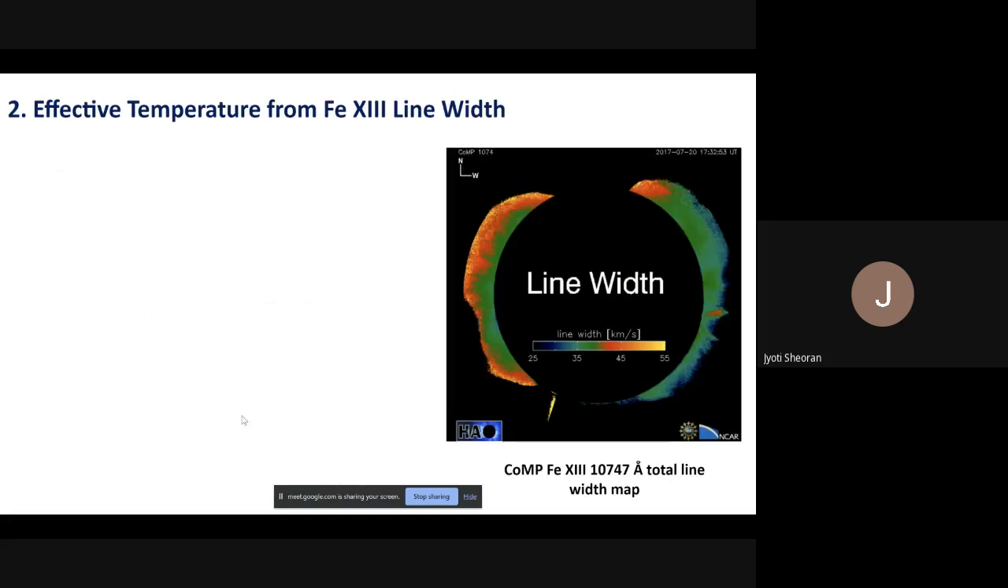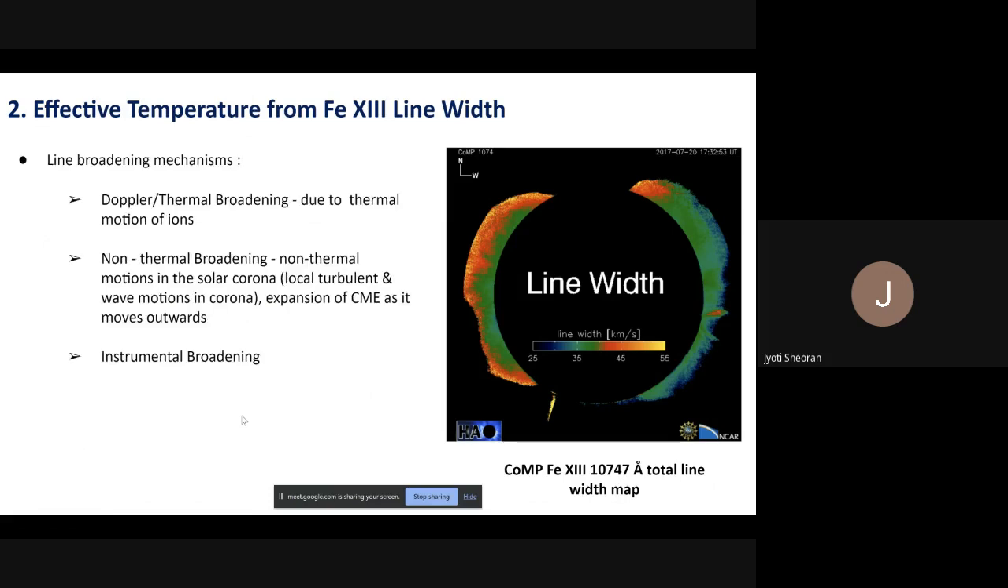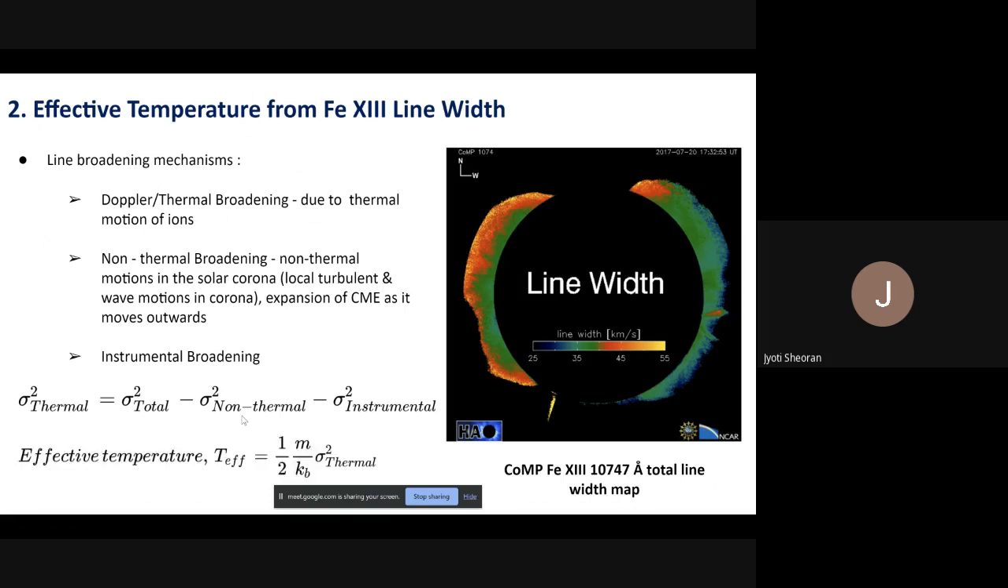Second, we have also determined the effective temperature from the iron 13 1074 line width. So as you know, the spectral line width of any spectral line has contributions from Doppler broadening, non-thermal broadening, and instrumental broadening. And if we subtract the non-thermal and instrumental widths from the total width, we are left with the thermal width. And the effective temperature can be obtained using this formula.